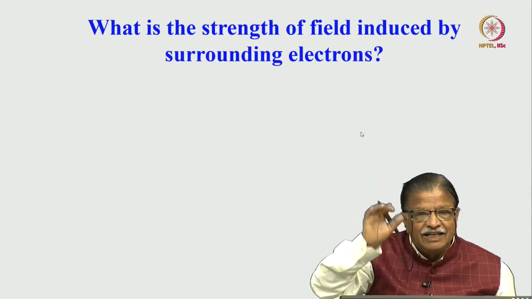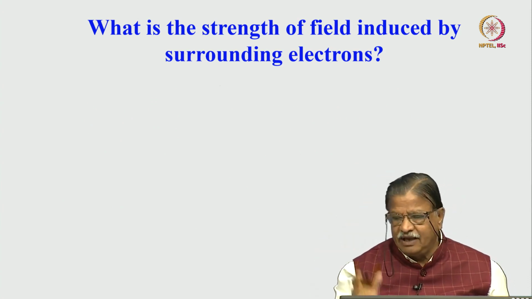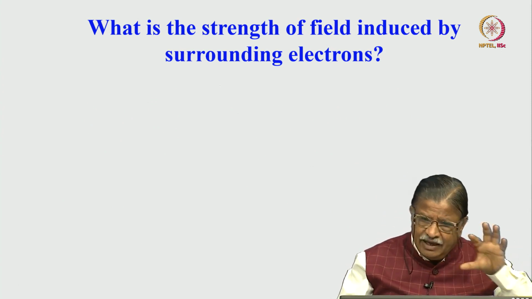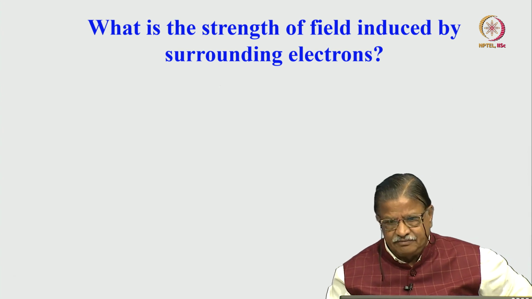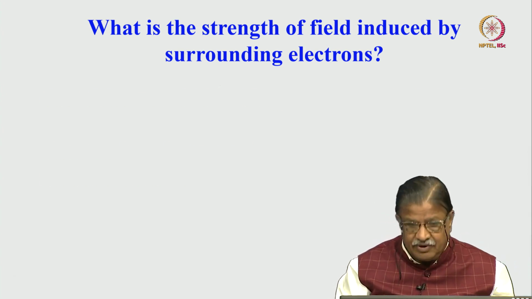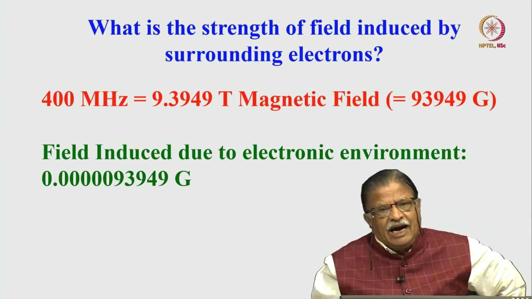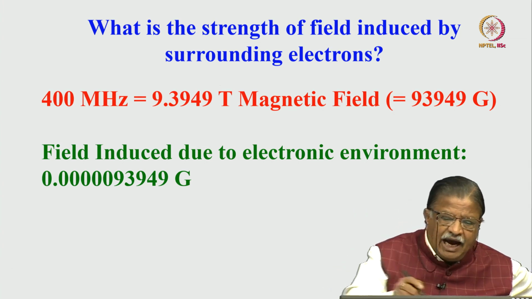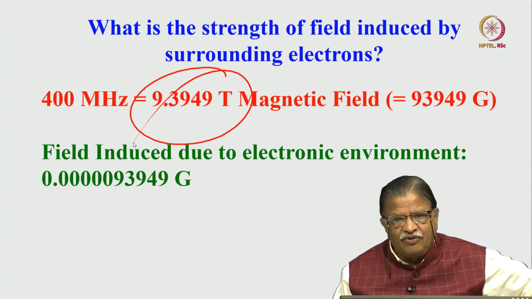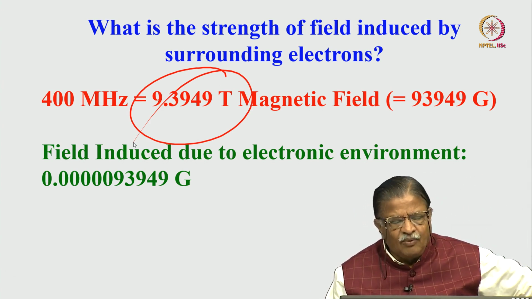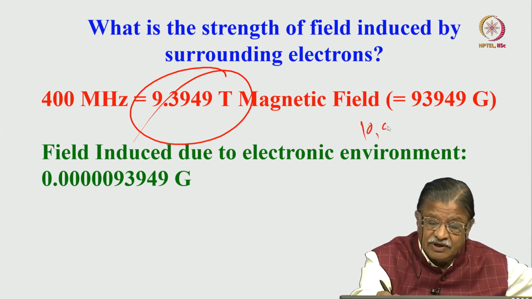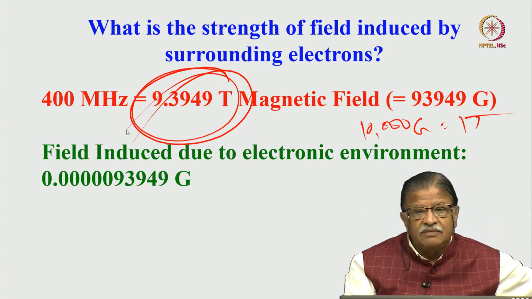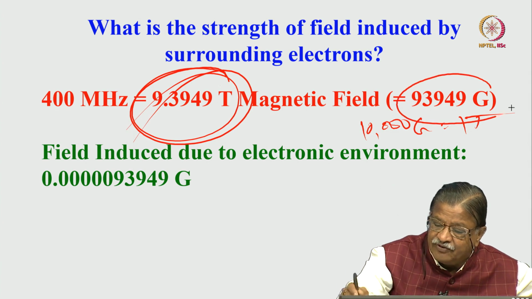Now, the question is, these atoms will induce the magnetic field. Okay, fine. What is the strength of the induced field? Electrons induce the field at the site of the nucleus, but what is the strength of this induced field? Consider as an example, I am looking at a 400 megahertz NMR spectrometer. For this 400 megahertz for protons, I need a magnetic field of 9.3949 Tesla. 1 Tesla, I told you, is 10,000 Gauss. So, if you express 9.3949 Tesla in Gauss, it is 93949 Gauss.